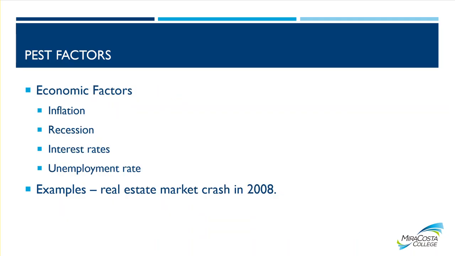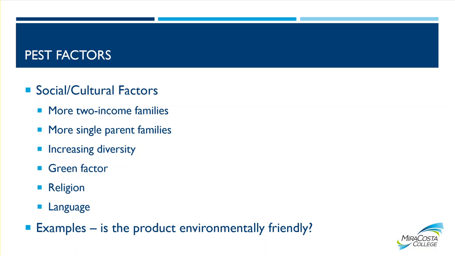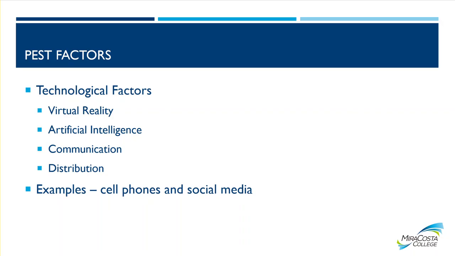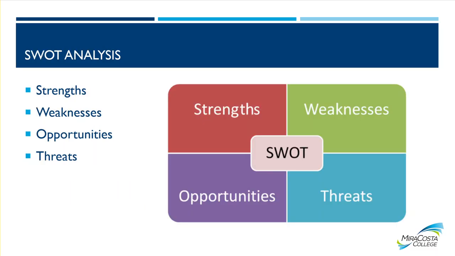Economic factors, examples are inflation, recession, interest rates, unemployment rate, such as when the real estate market crashed in 2008. Social and cultural factors could be more two-income families, more single-parent families, increasing diversity, green factor, religion, and language. Some examples could be, is the product environmentally friendly? And then last, we have technological factors such as virtual reality, artificial intelligence, communication, and distribution. And examples of this are cell phones and social media.